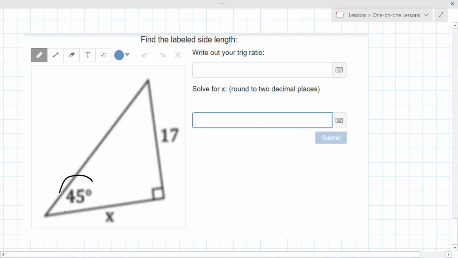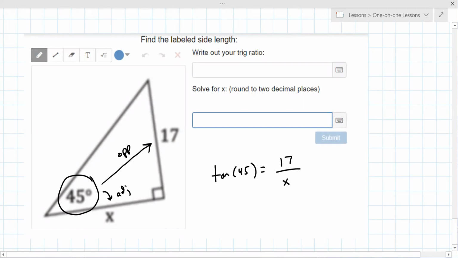Okay, so relative to this angle, what sides are you given? Opposite and adjacent. Okay, so that means we use tangent. Tangent of 45 equals opposite 17 over adjacent.